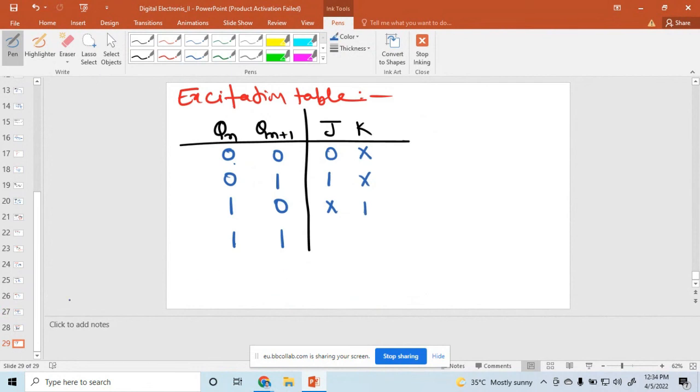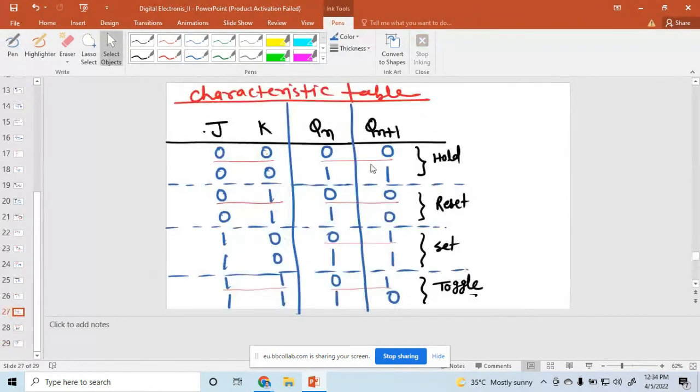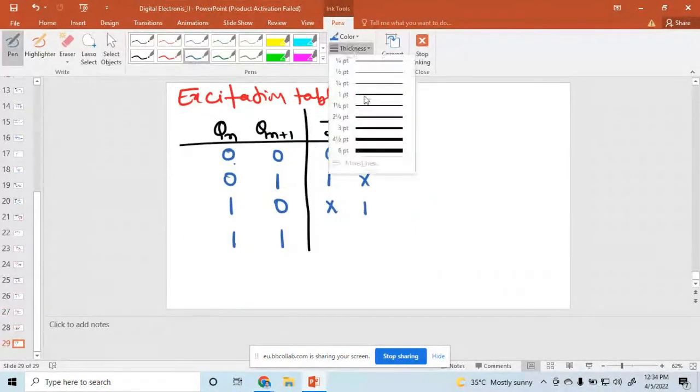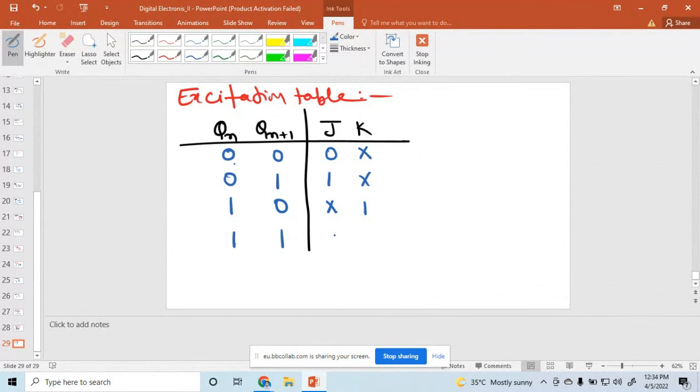Similarly, just to check, what is the value when Qn is 1 1? So for 1 1, JK is 0 0, and another 1 1 is J is 1, K is 0. So J is 0 1, but K is 0. So simply you can say that in that condition the output is don't care, 0. So this is the excitation table of the JK flip flop.